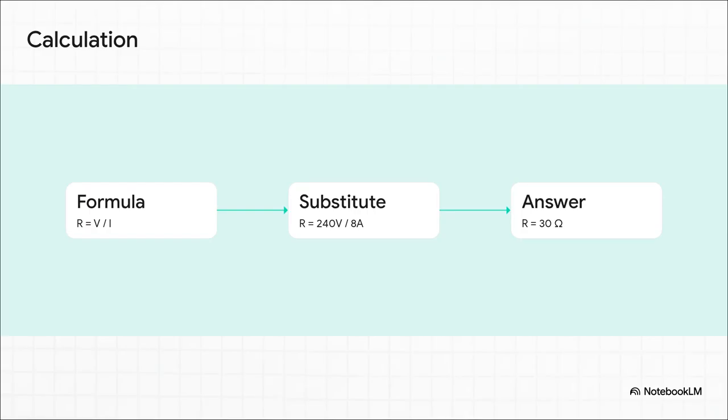Step 1. We need to find R, so we just rearrange Ohm's law. A little bit of algebra gives us R equals V divided by I. Easy. Step 2, we pop in the numbers we know. So R equals 240 volts divided by 8 amps. Step 3, just do the math. 240 divided by 8 gives us 30, so the resistance is 30 ohms. Done. See? Ohm's law makes it easy.